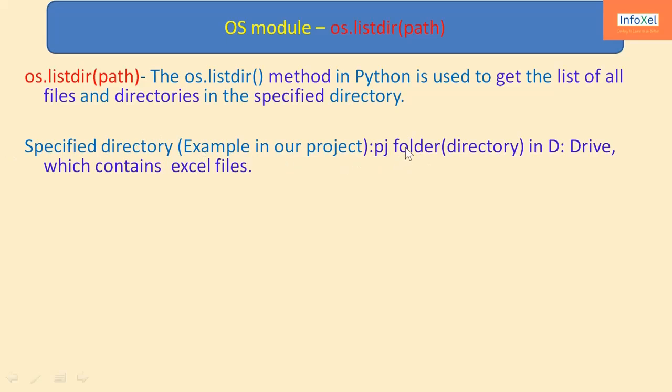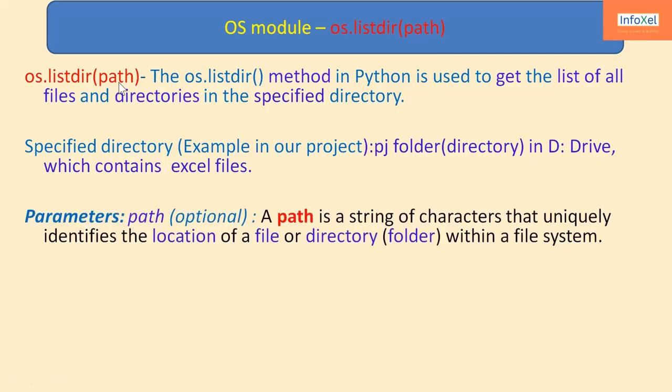So how to specify the directory? By using the path parameter. This is optional. But since we want to go to a particular directory, that is the pj folder, we need to have a path in this function. What is a path? A path is a string of characters that uniquely identifies the location of a file or a directory or a folder within a file system.